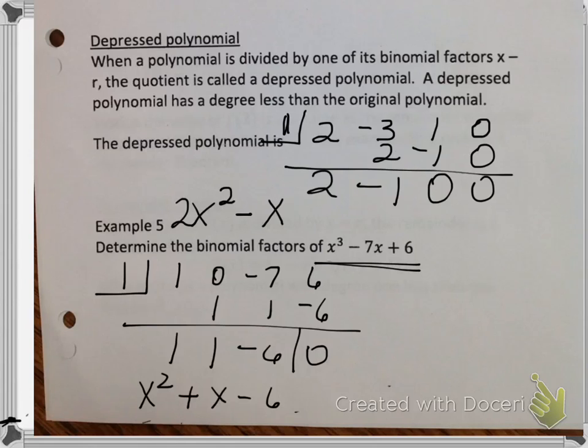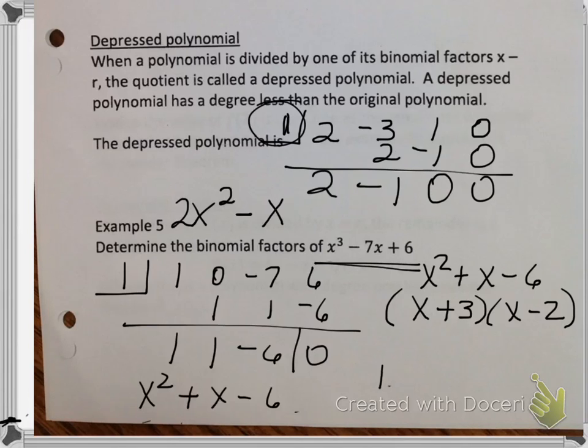That is a depressed polynomial. I can factor that using either the quadratic formula, completing the square, or factoring. And notice I would get 3 and 2. The 2 is going to be negative because the signs are different. The bigger one needs to be positive. So I know one factor, which is 1, and another factor is negative 3, and another one is positive 2.